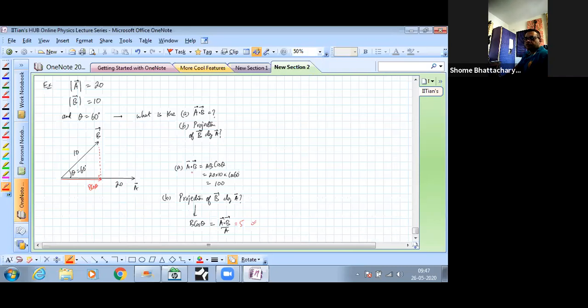That's the formula, ना बेटा? A dot B का formula क्या है? AB cos theta. So B cos theta कितना हो जाएगा? A dot B divided by, just transfer the A to this side.